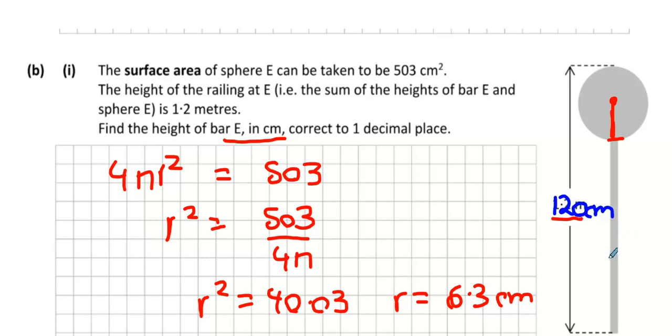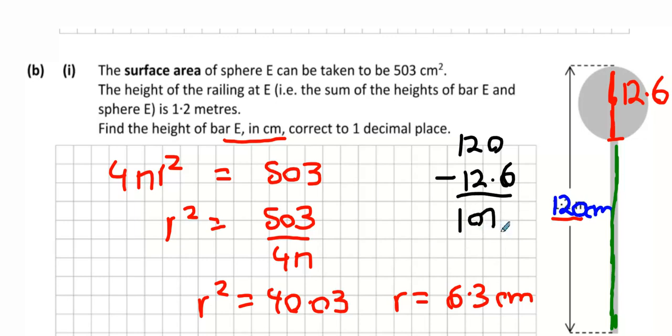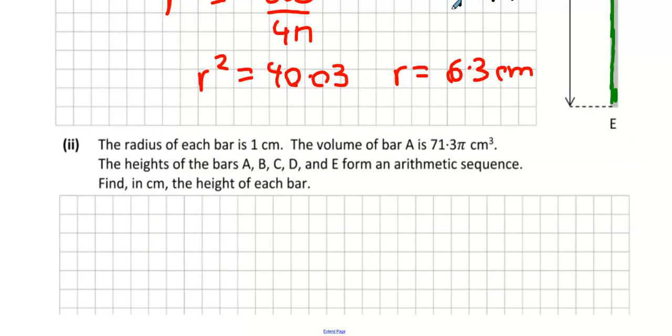Okay, 120 centimeters. Now, I'm looking to get the height of the green bar here. See the green bar? We do need to double the radius, and when we double the radius, we get 12. Yeah, 120 minus 12.6 is 107.4 centimeters. So this is the next one's another 10 marker.